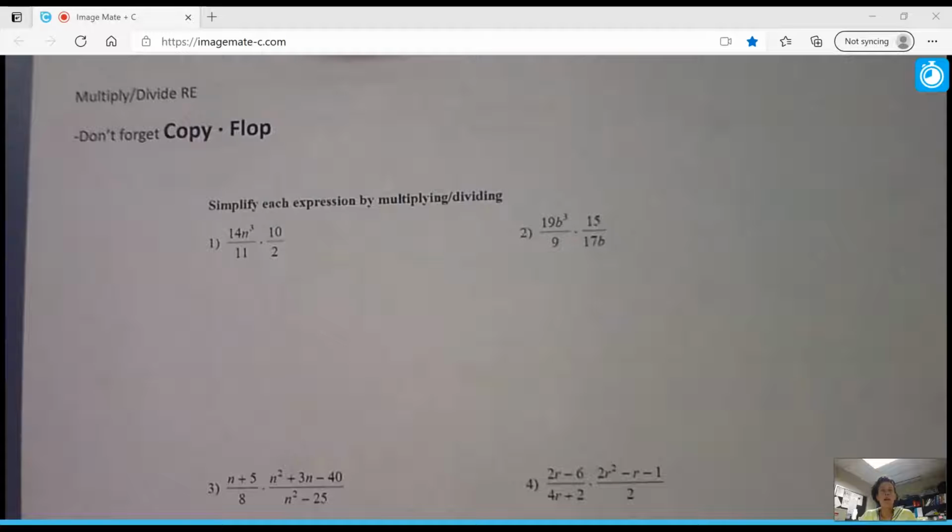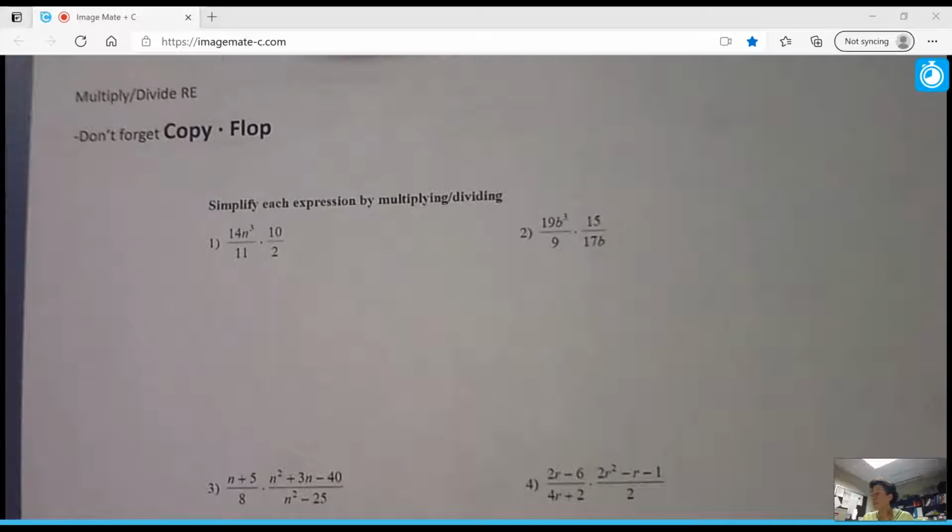All right, so our next station is multiplying and dividing rational expressions. And the main thing I'm going to remind you is, and this is the saying I use, don't forget to copy, dot, flop when it's a division problem. So this does have a few more problems, but some of them are a little simpler.